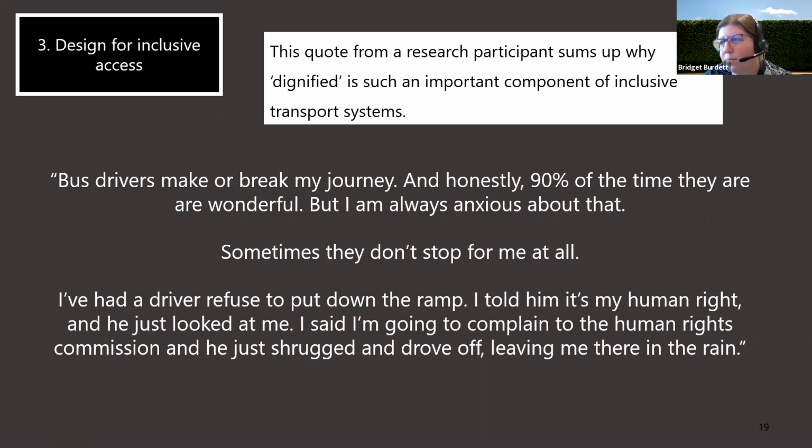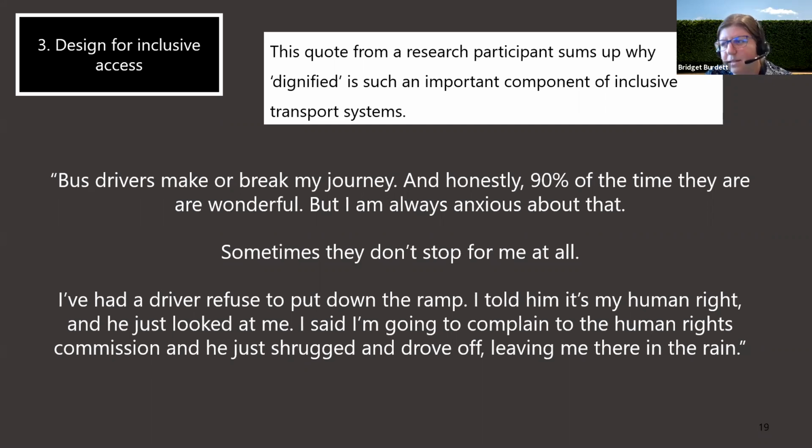Bus drivers make or break my journey, and honestly, 90% of the time they are wonderful, but I'm always anxious about that. Sometimes they don't stop for me at all. I've had a driver refuse to put down the ramp. I told him it's my human right, and he just looked at me. I said, I'm going to complain to the Human Rights Commission, and he just shrugged and drove off, leaving me there in the rain.